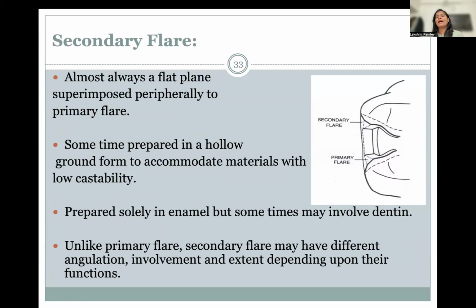Secondary flare is almost flat, plain, superimposed peripherally to the primary flare. Sometimes it is prepared in a hollow ground form to accumulate material. It is prepared solely in the enamel, but sometimes may involve dentine. Unlike primary flare, secondary flare may have different angulations. What was the angulation for primary flare? It was 45 degrees.